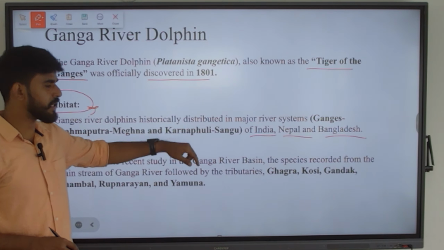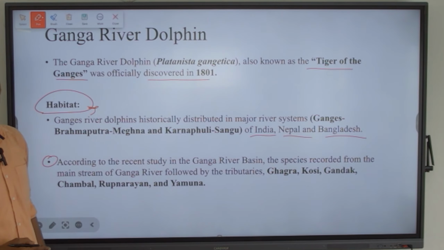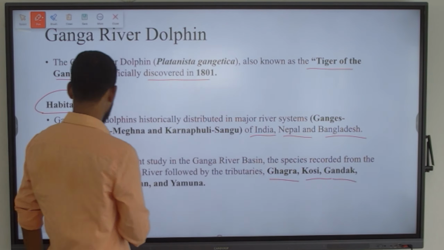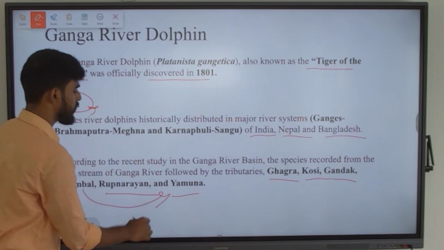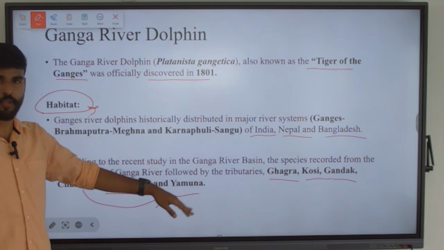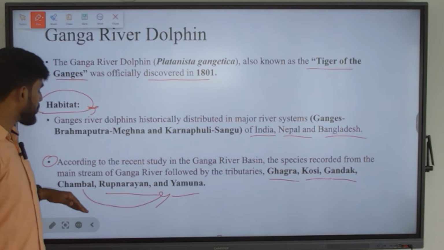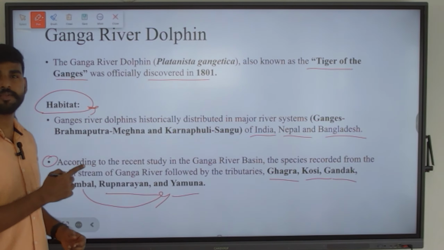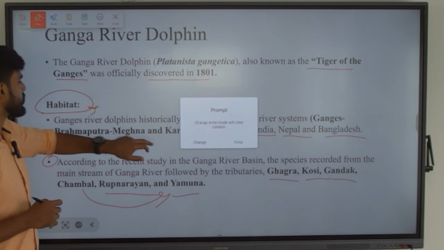Next, according to the recent study, apart from the Ganga River basin, this species is also found in the tributaries of Ganga like Ghagra, Kosi, Gandak, Rup Narayan and Yamuna, and Chambal is actually a tributary of Yamuna. So Ghagra, Kosi, Gandak, Chambal, Rup Narayan and Yamuna: in all these tributaries also you can find the Ganges River dolphin.